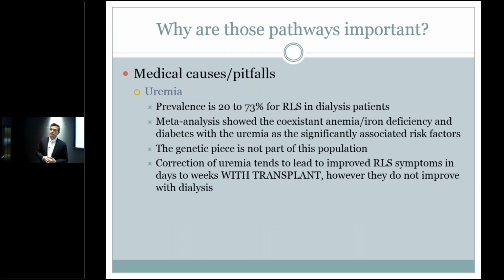Uremia also sees a lot of RLS associated, and it has to do again with a coexistent anemia, some iron deficiency. This group of people doesn't have that strong family predilection for having RLS. So in isolation, with uremia as the source, you don't expect that family history to be there. Correction of uremia tends to improve it if you use transplant to improve the uremia. If you just do dialysis, it doesn't actually improve the restless leg symptoms.